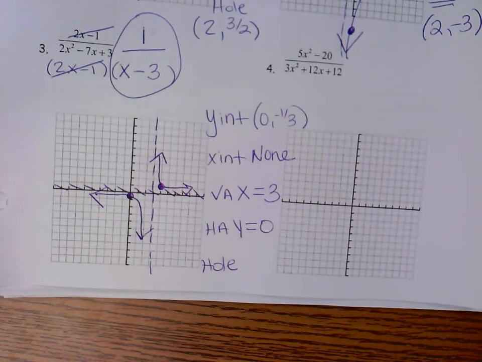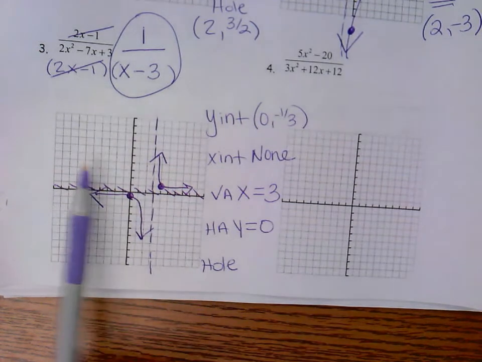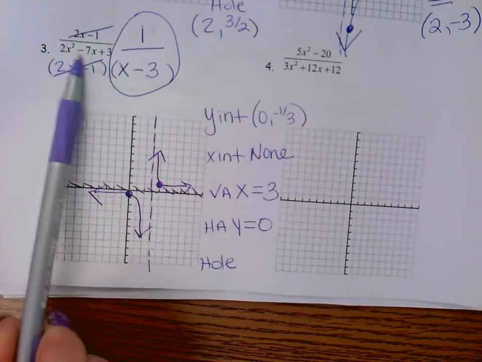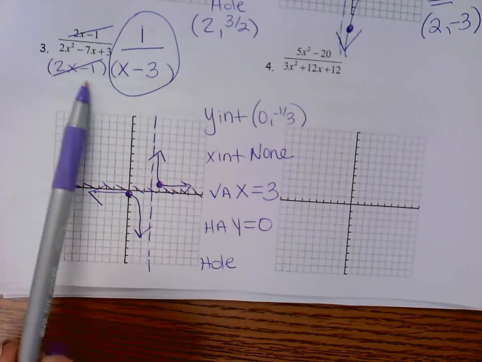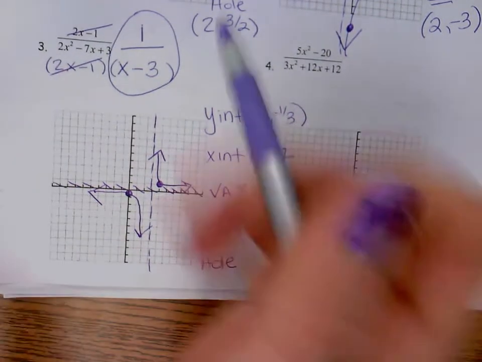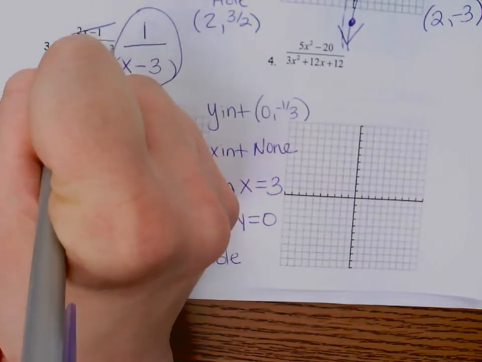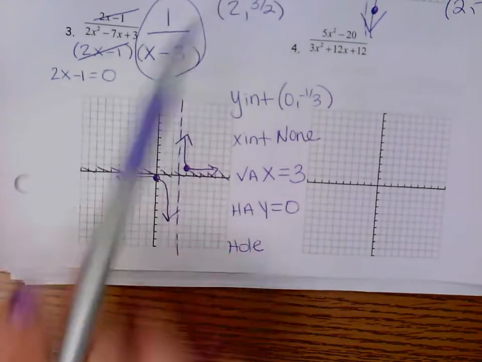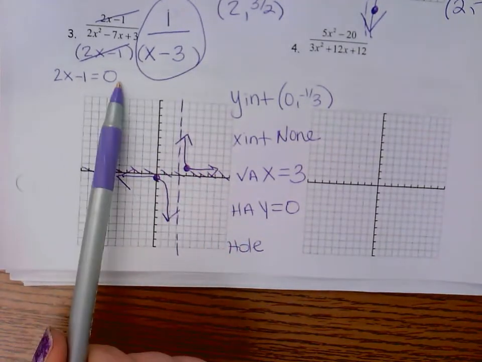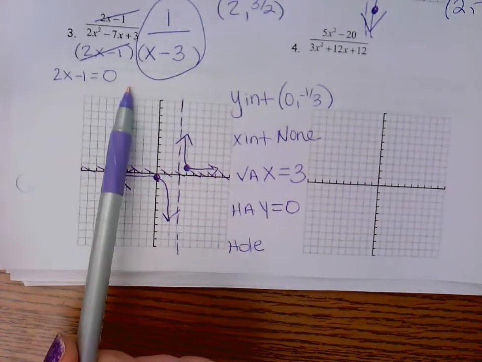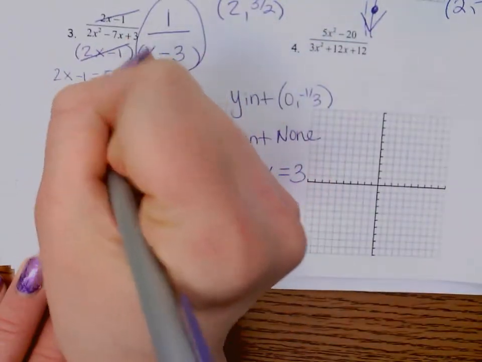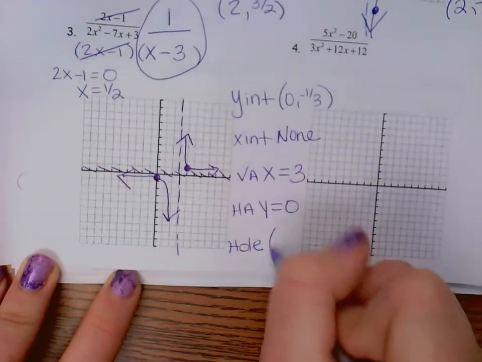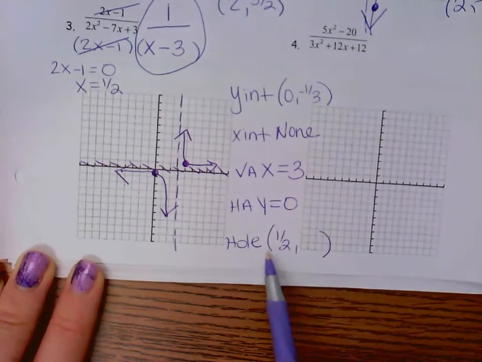Now I need to determine the hole. So I look back to the original denominator that I had canceled out. There should have been an asymptote where 2x minus 1 equaled 0. So if I set that factor equal to 0, I would add 1 to the other side and divide by 2. So x should have been undefined at 1/2. So my hole is at 1/2.